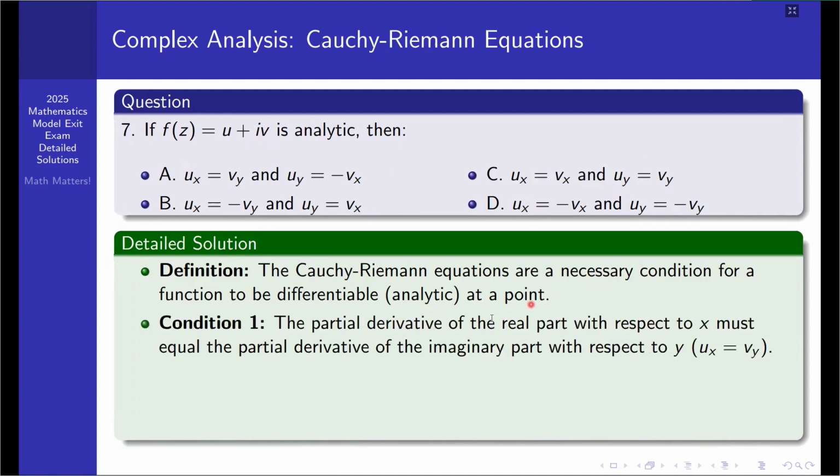Therefore, the condition is that the partial derivative of the real part with respect to x must be equal to the partial derivative of the imaginary part with respect to y. That is, Ux is equal to Vy. That is the first necessary condition.